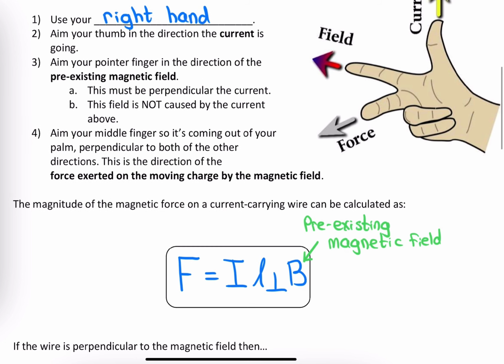Then I is the current that's then introduced. L, we've got a magnetic field, then I suddenly have a wire with current running through it. L is the length of that wire, specifically the length that's in the magnetic field.